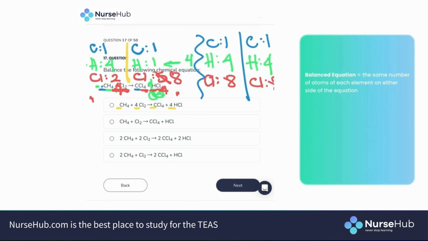This one looks correct, but of course we want to review all of our answer choices. No coefficient, that's correct, but it's missing a coefficient here as well. This one actually has no additional coefficients. This equation has not even been touched.